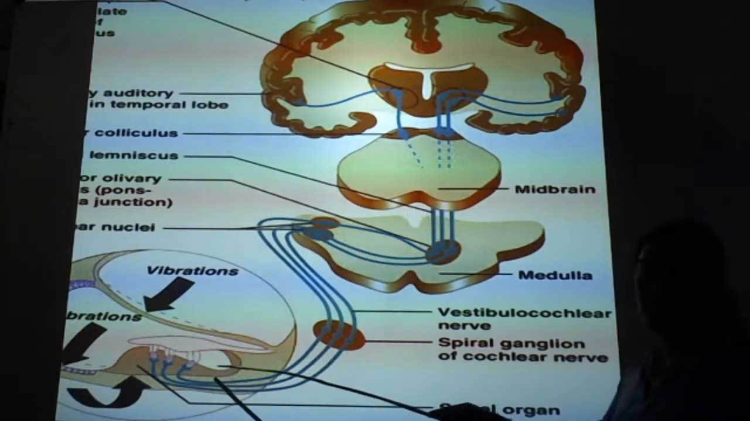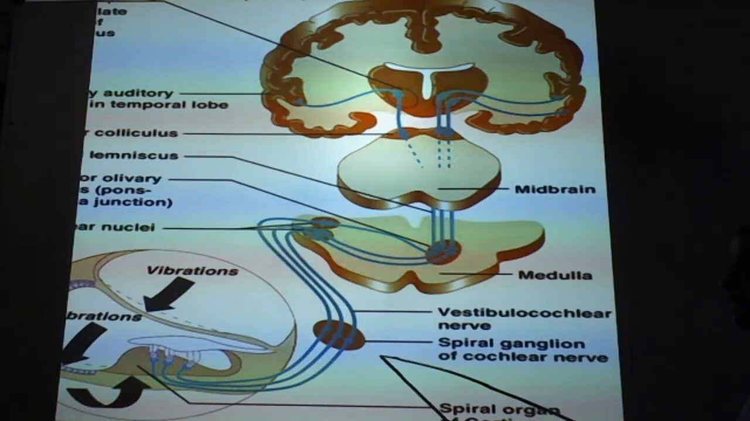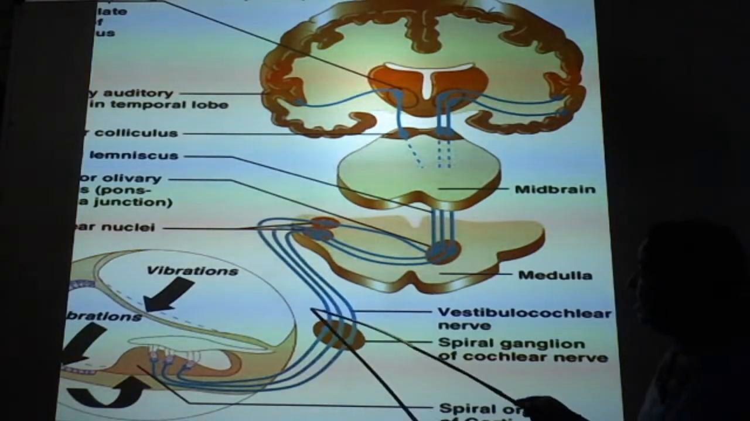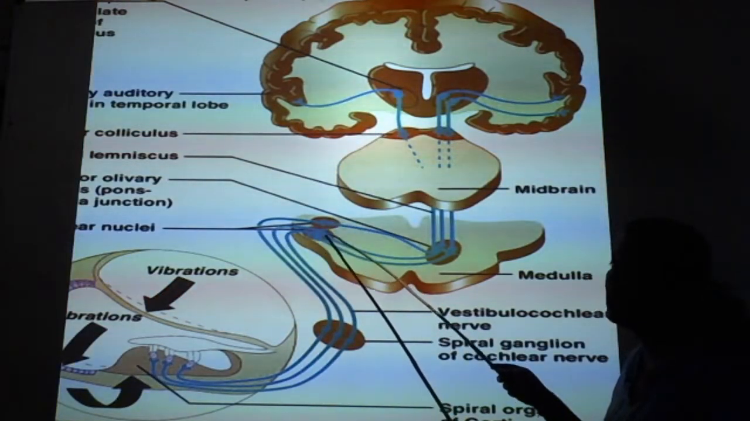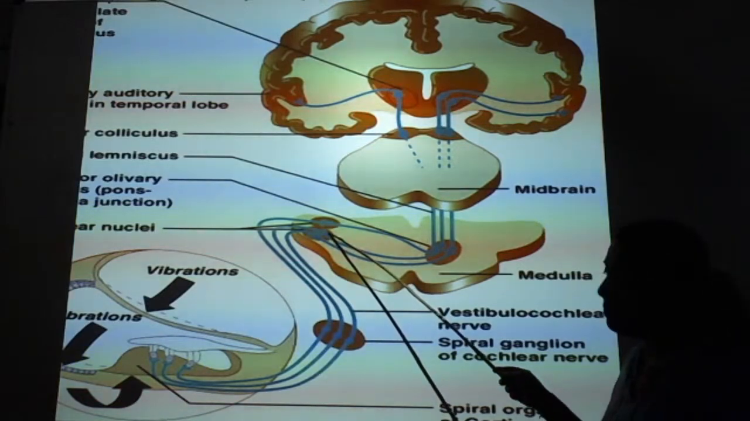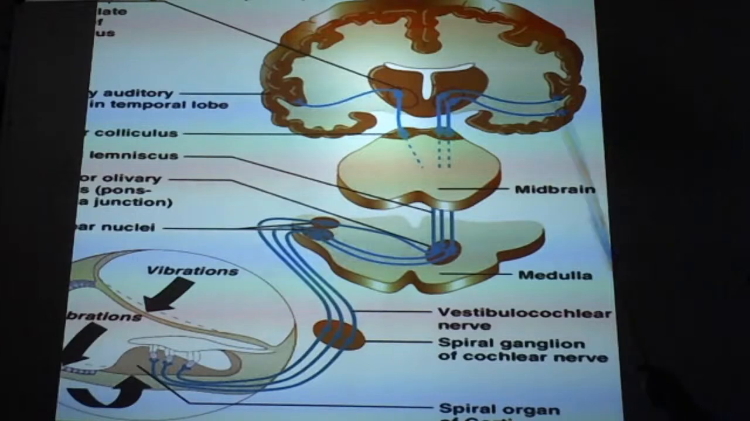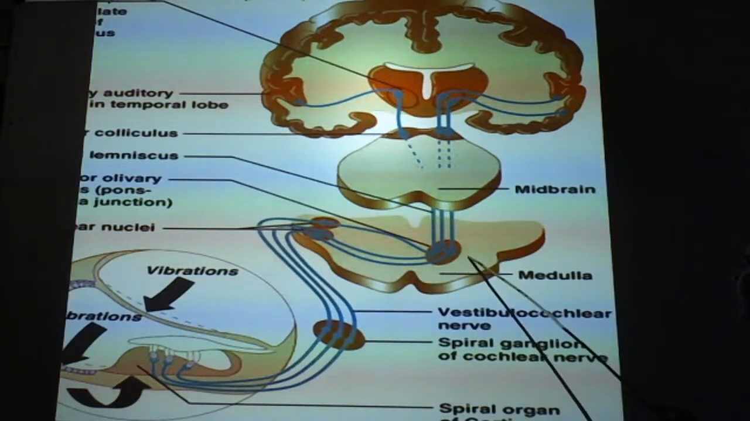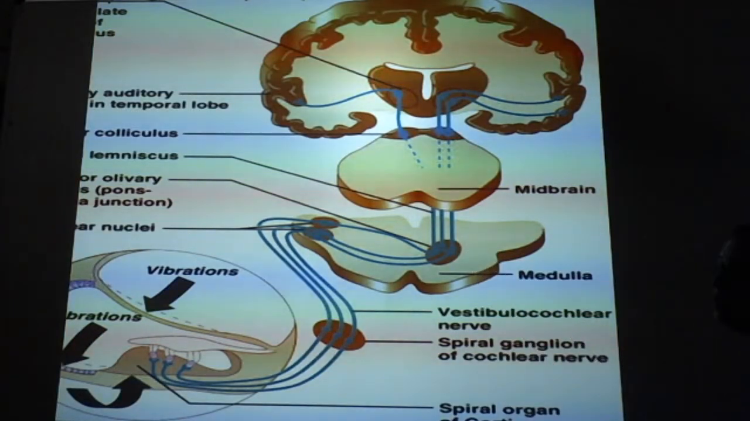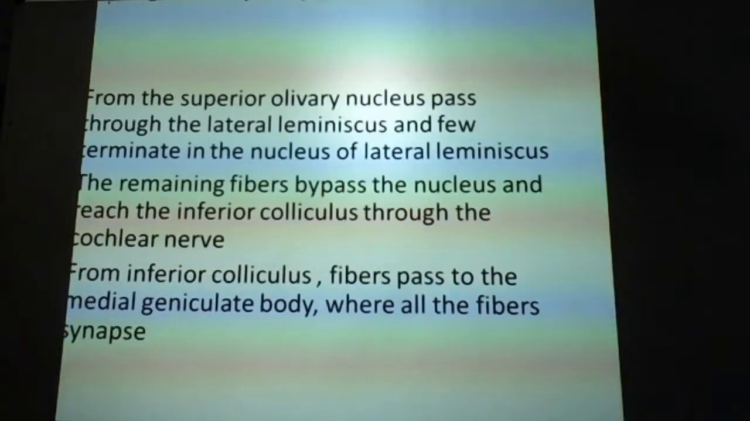So nerve fibers from the organ of Corti go and synapse in the spiral ganglia of the cochlear nerve. Later they go to the dorsal and the ventral cochlear nuclei, which are present in the upper part of the medulla. They cross over, though very few fibers go on the same track, but most of them cross over and synapse in the superior olivary nucleus, which is present in the medulla. Some fibers also pass on the same side.